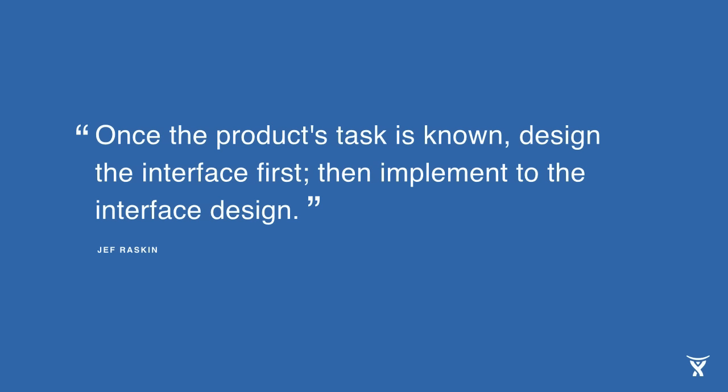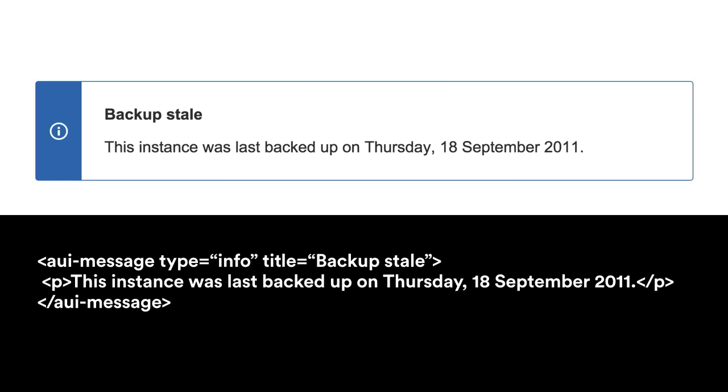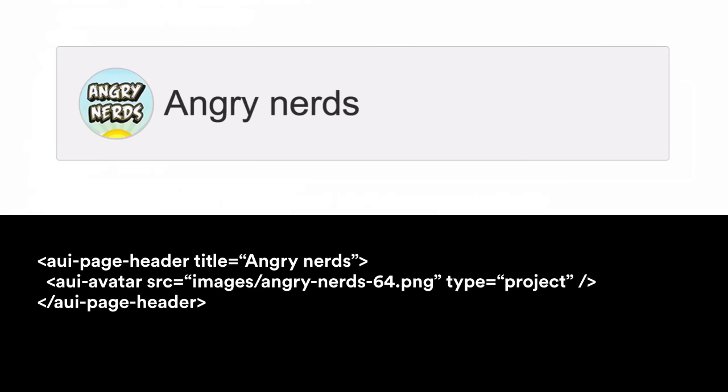Imagine if we designed the interface for our AUI components thinking, what's the best thing for the user? Here's a message. Let's say it's an AUI message. It's got a type, it's got a title, and it's got content. For a page header, it's got a title. You can have an avatar, that's cool. The avatar has a type because we have different shapes for project or user avatars. That's all the content that can change.